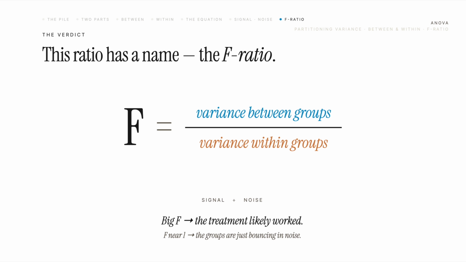The F ratio is calculated like this. You take the between group variance and divide it by the within group variance. F equals between divided by within. Now, what does that ratio tell you?